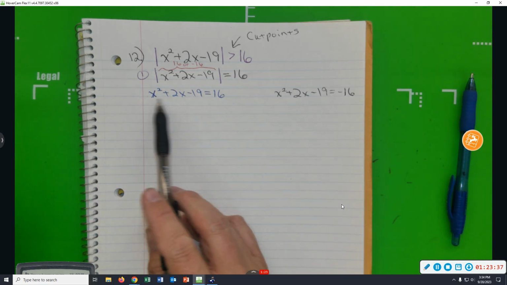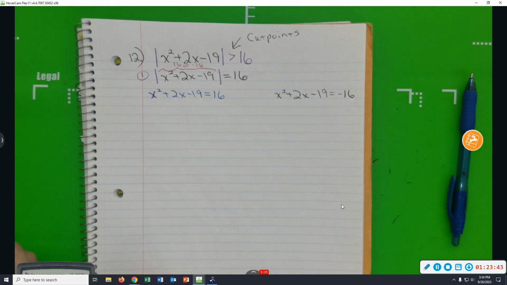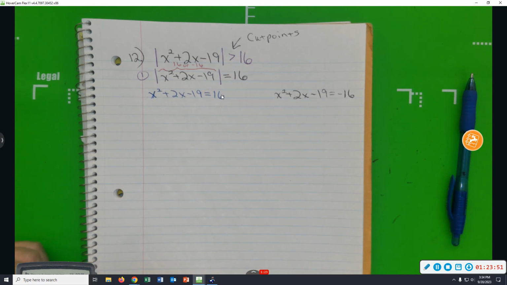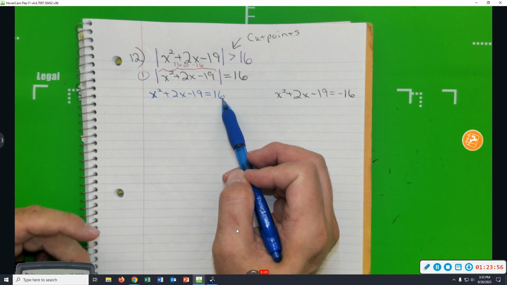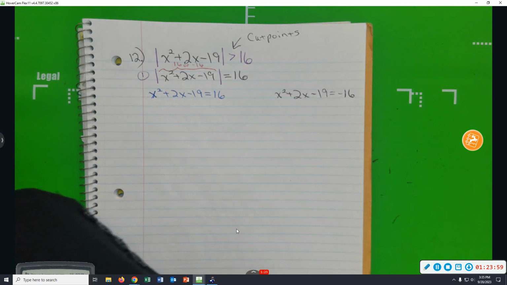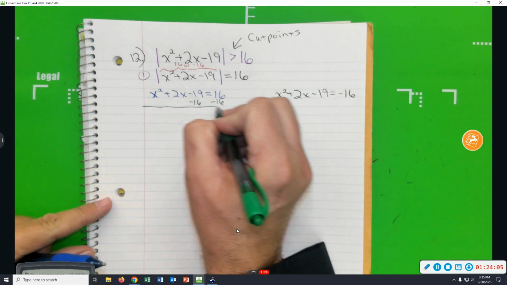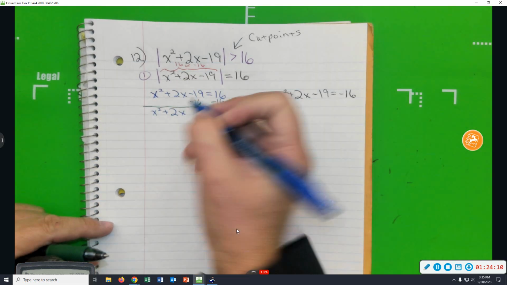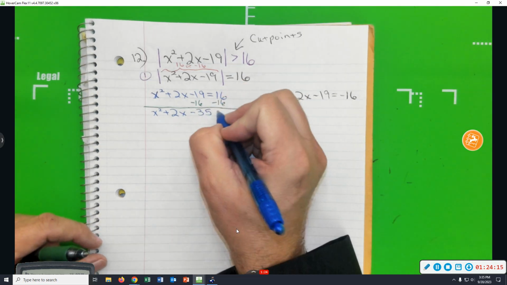Okay, there's only one correct first step to solve this equation. Before we factor, it needs to equal 0. Where are you going to get the 0? On the left side or the right side? The right side, I agree. So to get a 0, what are we going to do with the 16? Subtract 16. To give us x squared plus 2x minus 19 minus 16, is that a minus 35? Equals 0.